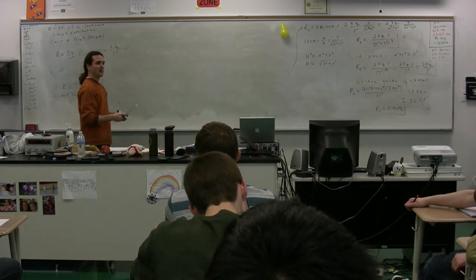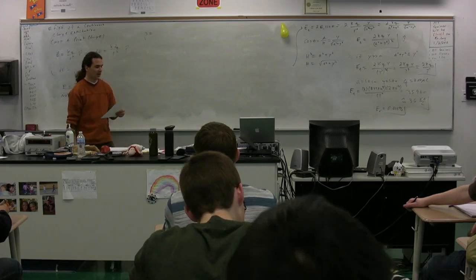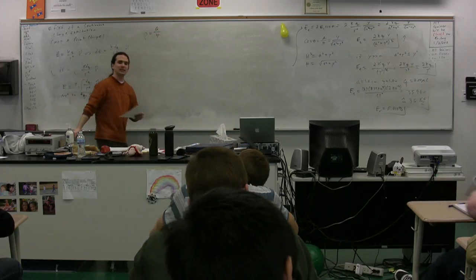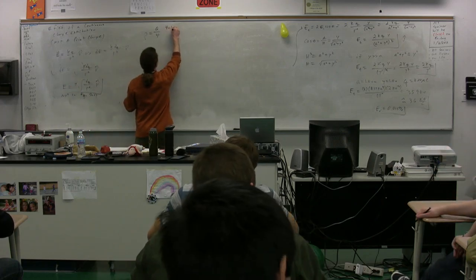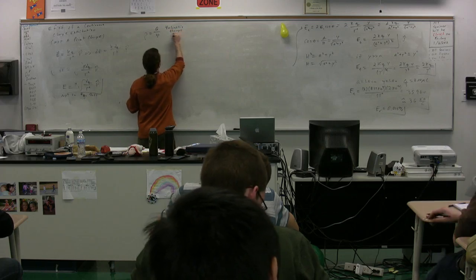First one is called volumetric charge density, the symbol for which is a lowercase rho. It's equal to q divided by v for volume. This is volumetric charge density.